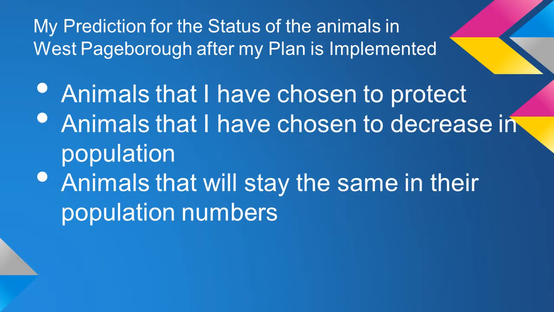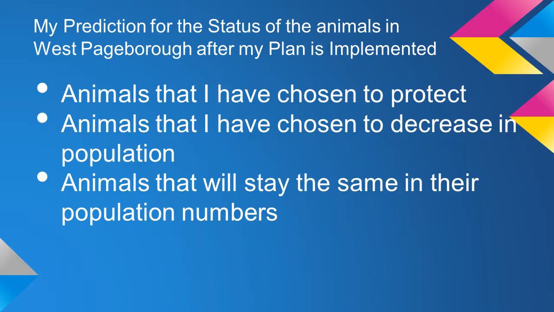So to increase the numbers of animals that have a decreasing or threatened population status, I have to either get rid of their predators or increase the number of their food sources. I've done both. So an example is that the deer eats leaves and branches. So I've chosen to plant more trees in the areas where deer live.